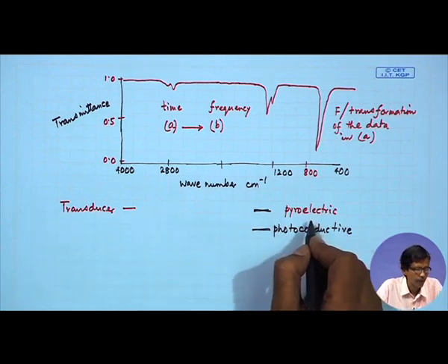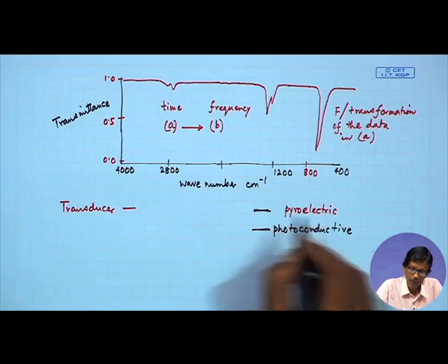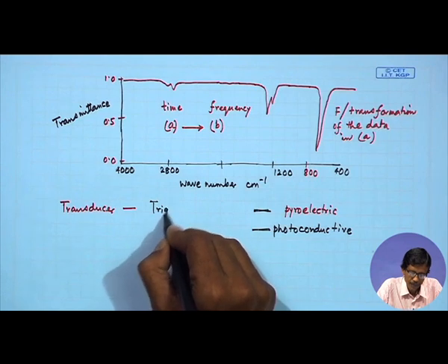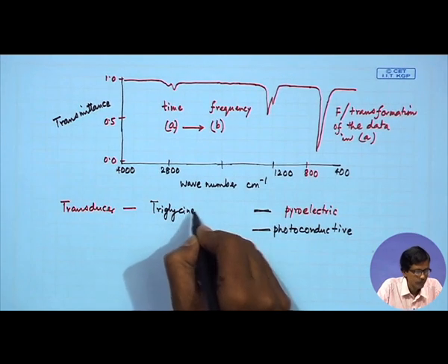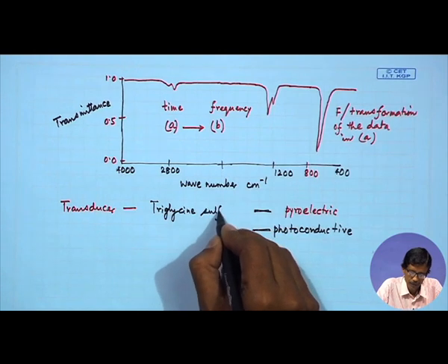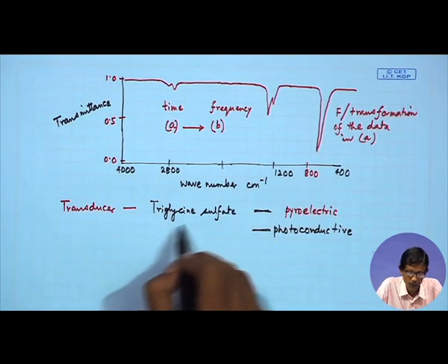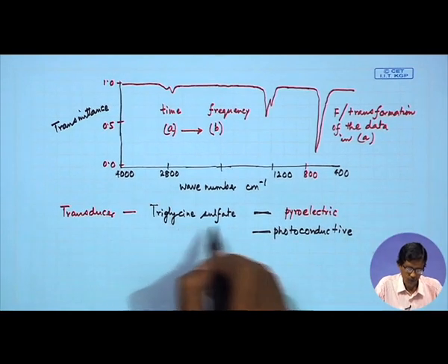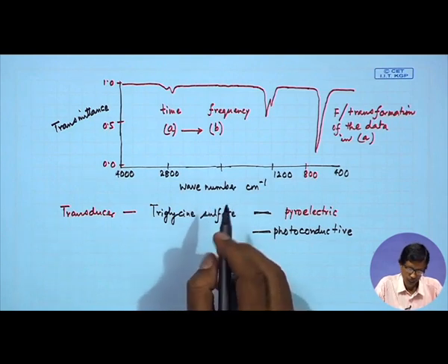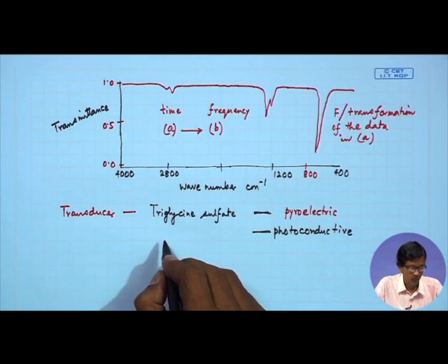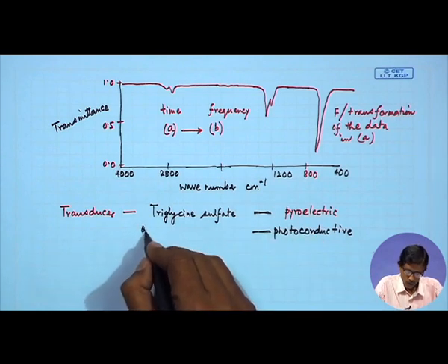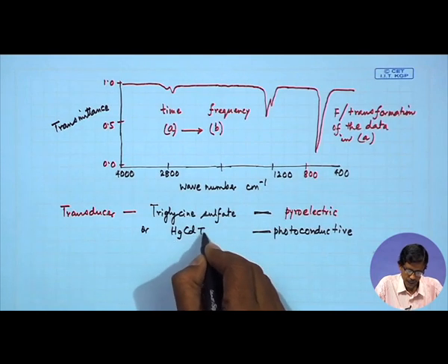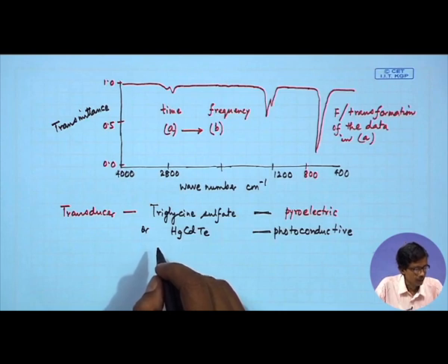This pyroelectric transducer is made of triglycine sulfate. It is a sulfate salt of the corresponding organic amino acid glycine, so three of these glycine units will be there. Triglycine sulfate is a solid, and that solid can behave as a transducer of pyroelectric type. The photoconductive one is nothing but mercury cadmium telluride.